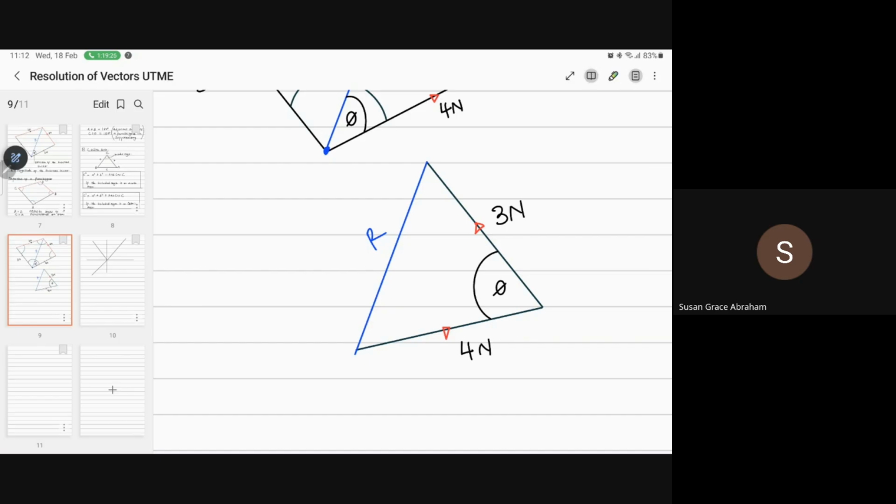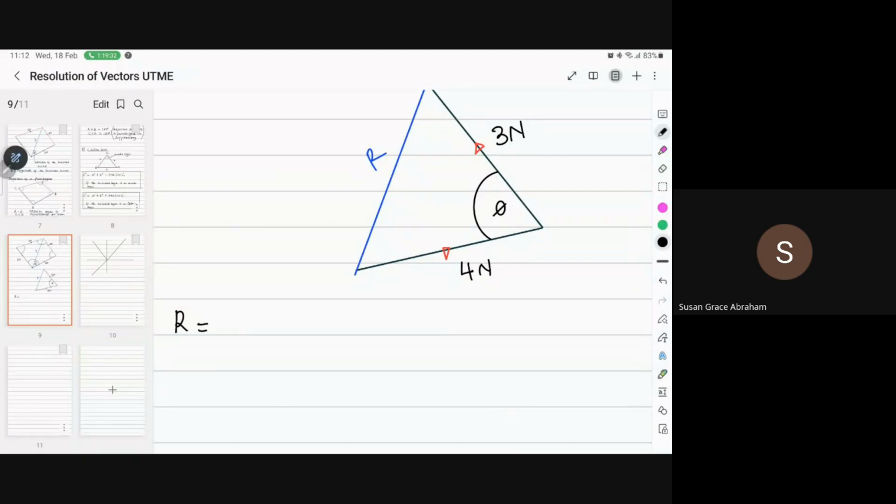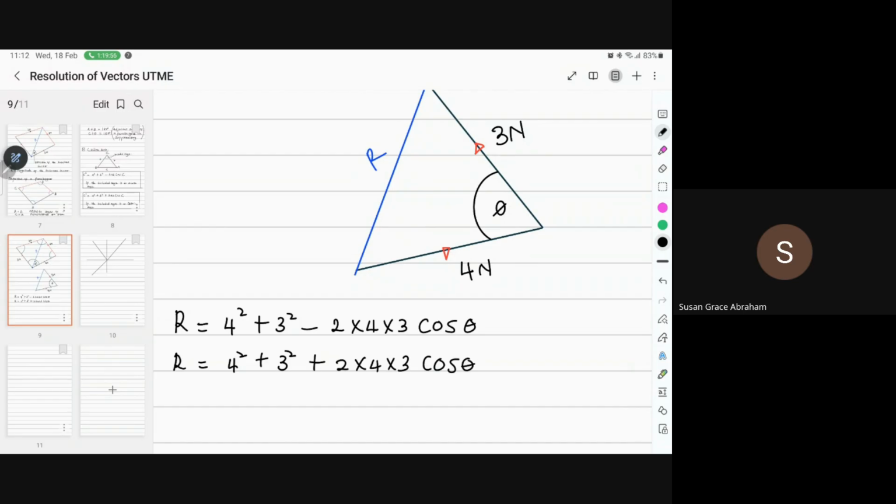You will see that if I'm looking for R now, that resultant vector, R will now be equal to what? 4 squared plus 3 squared minus 2 times 4 times 3 cos theta. Now I'm using negative if theta is acute. Now I'm going to use R equal to 4 squared plus 3 squared plus 2 times 4 times 3 cos theta if theta is obtuse. Acute is if theta is less than 90.